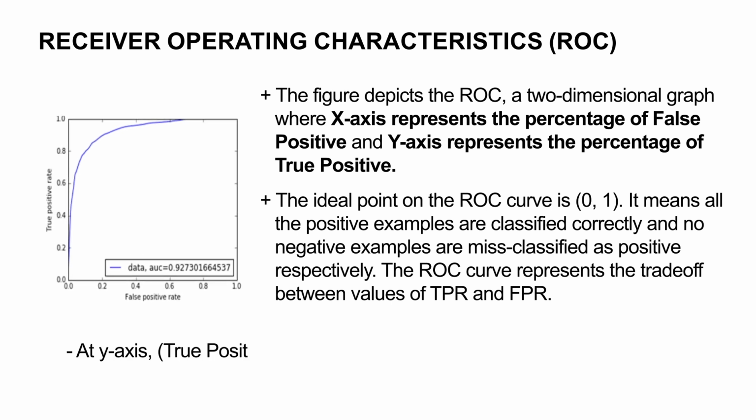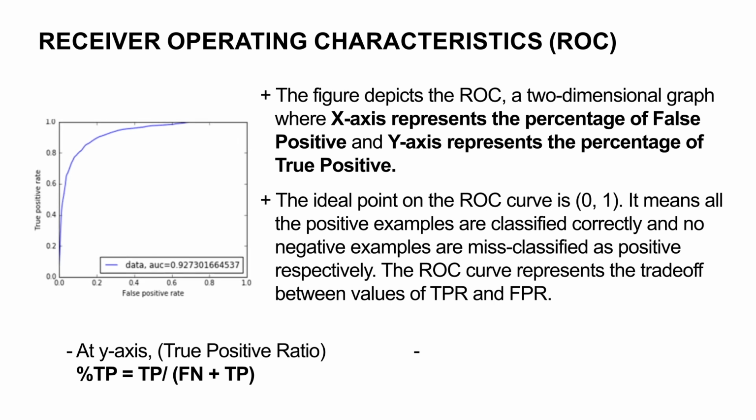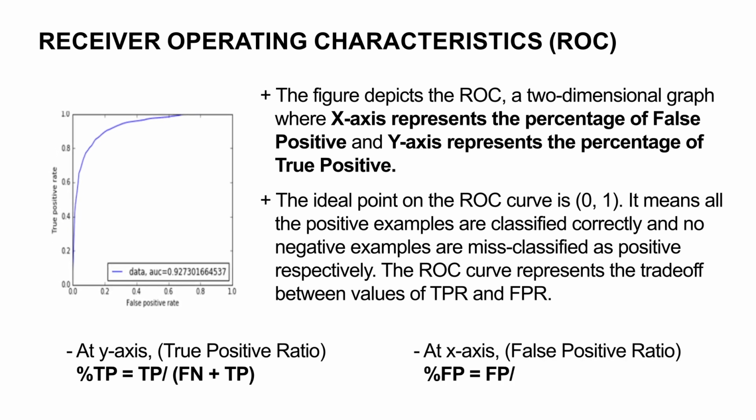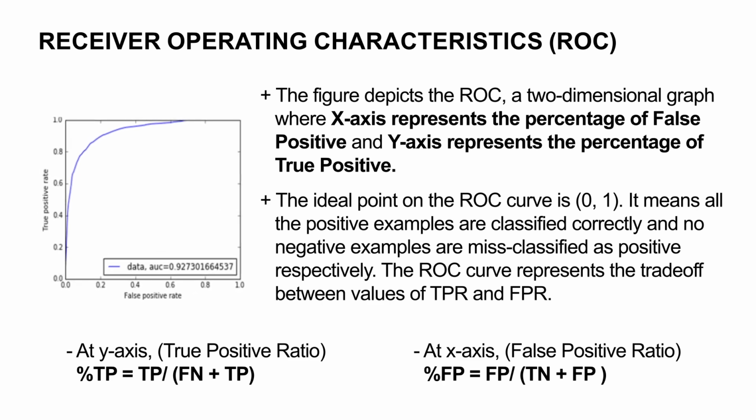At the y-axis, true positive ratio, percent TP equals TP divided by TP plus FN. At the x-axis, false positive ratio, percent FP equals FP divided by TN plus FP.